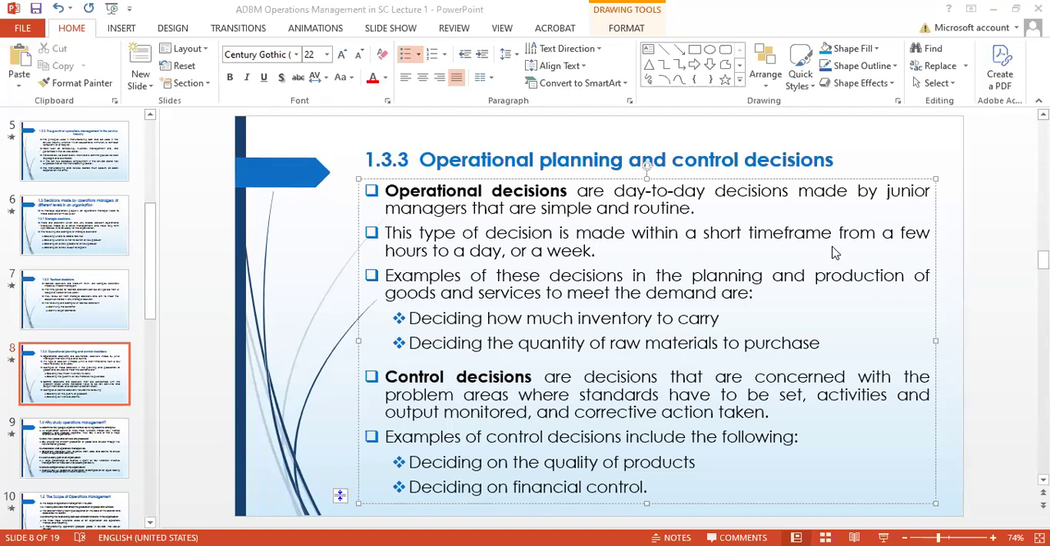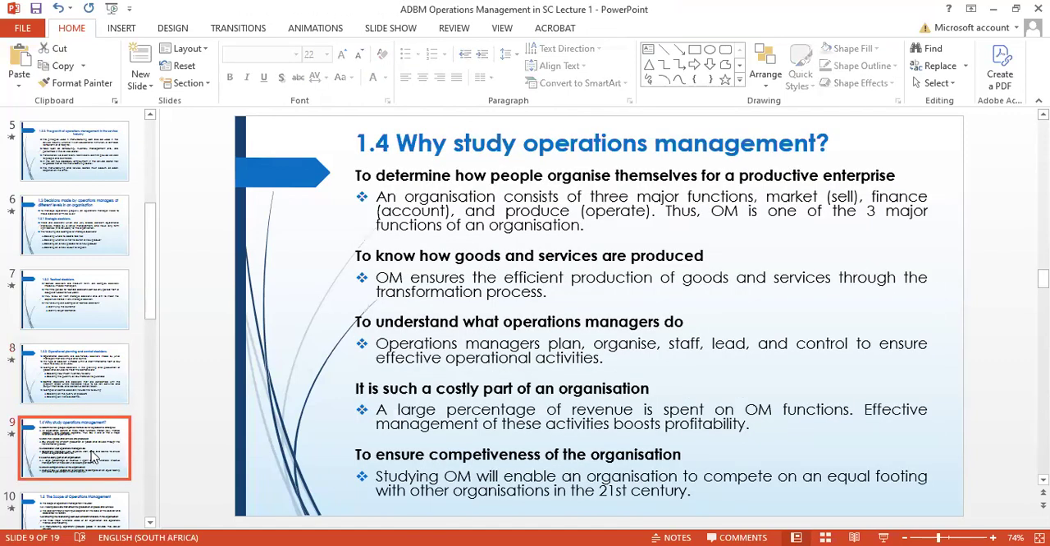From these three levels of decisions that are made in an organization, we move forward to why we study operations management. Why do we study operations management? The first reason is to determine how people organize themselves for a productive enterprise. We have people who operate in various functions or departments in an organization. We need to determine how they organize themselves to come up with something that is productive for the company that they are working for.